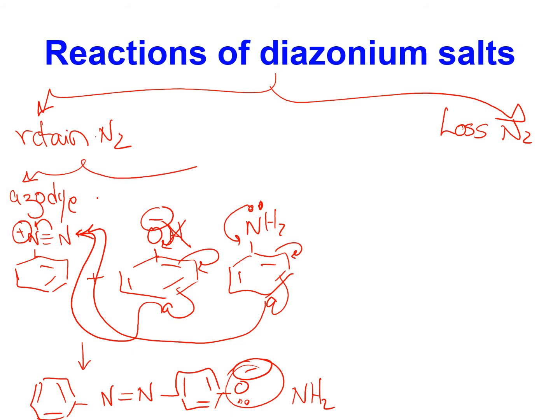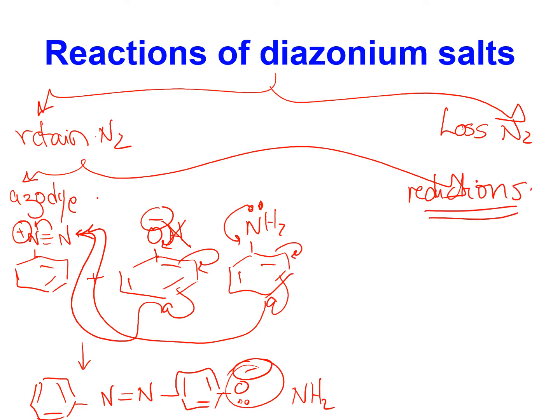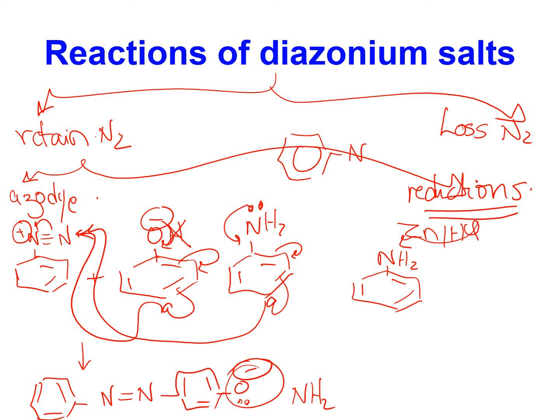The other reaction in which you retain the nitrogen is the reduction reaction. You can reduce diazonium salts exactly like you reduced nitro compounds. You can, as you remember, use zinc in HCl, and usually zinc in HCl gives the amine. It doesn't give anything else, it gives the amine. So if you take a diazonium salt and add zinc in acid medium, you will end up with the amine.